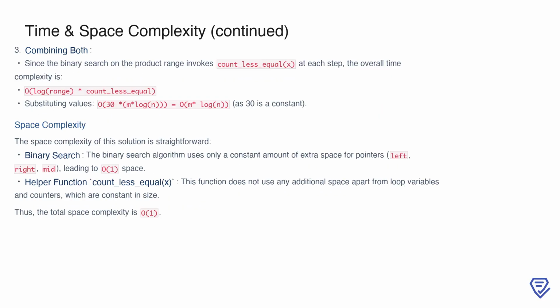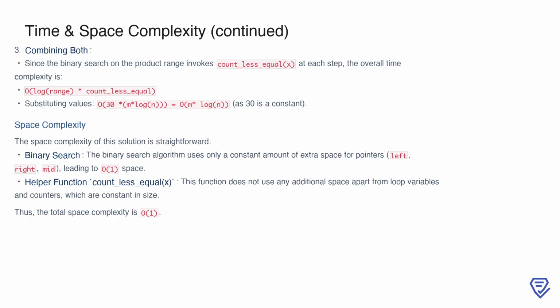Now, combining the two components, the binary search on the product range invokes count_less_equal(x) at each of its steps. This means the overall time complexity is the product of the binary search complexity and the complexity of count_less_equal(x). Substituting the values, we get O(log range * count_less_equal), or, more specifically, O(30 * m * log n). Since 30 is a constant, the final time complexity simplifies to O(m * log n).